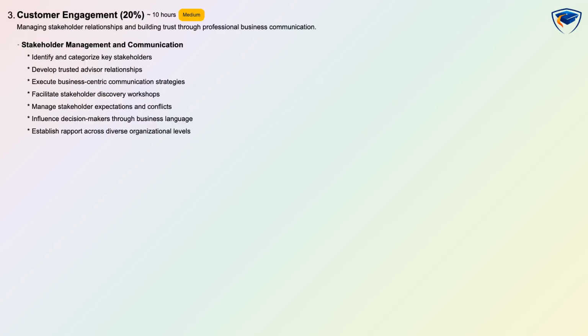In the customer engagement domain, the focus shifts to managing stakeholder relationships and building trust through professional business communication. You'll learn to identify and categorize key stakeholders, develop trusted advisor relationships, execute business-centric communication strategies, facilitate stakeholder discovery workshops, manage stakeholder expectations and conflicts, influence decision-makers through business language, and establish rapport across diverse organizational levels.